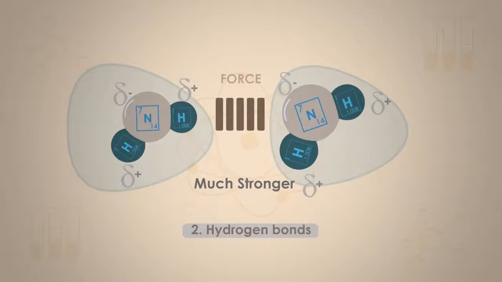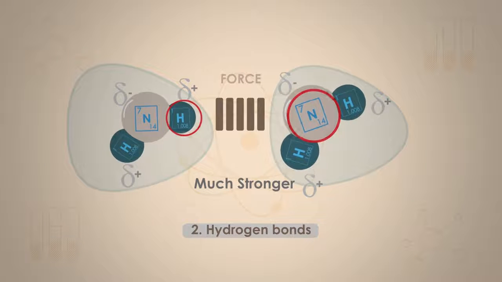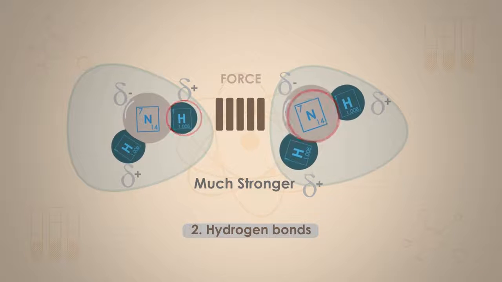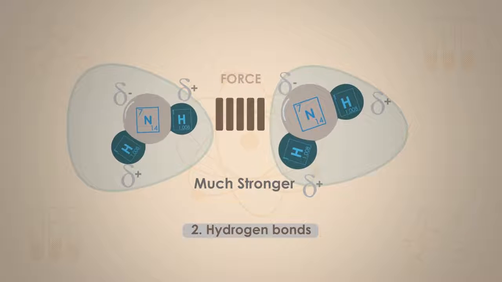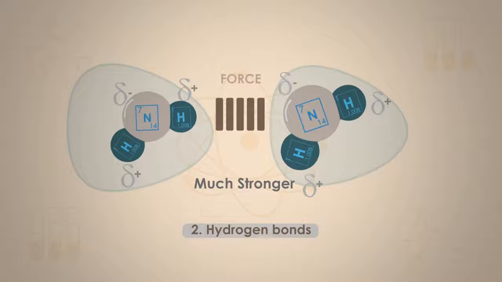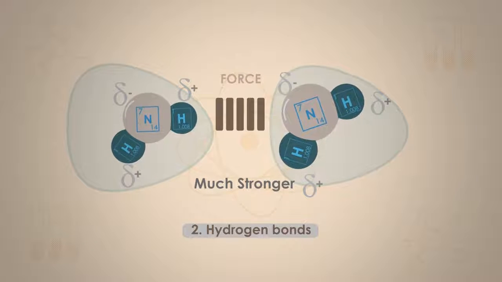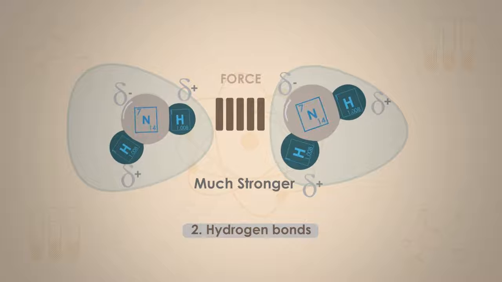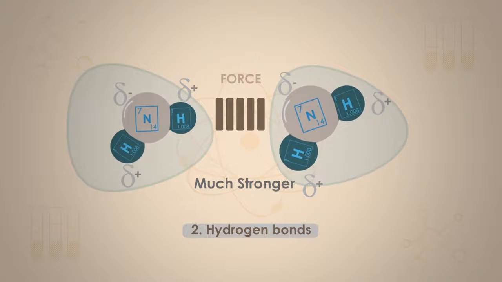This particular type of dipole-dipole attraction between the electron-deficient H delta positive of one molecule and the lone pair of electrons on a fluorine, oxygen or nitrogen atom of another molecule is given the special name of hydrogen bond. So, a hydrogen bond is the attraction between the H delta positive of one molecule and the delta negative on the lone pair of a fluorine, oxygen or nitrogen atom of a neighbouring molecule.